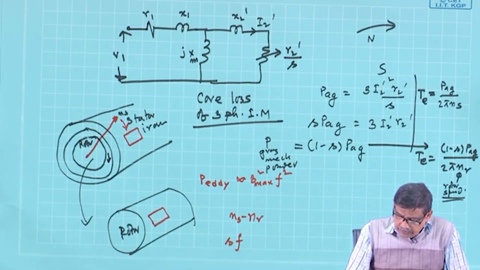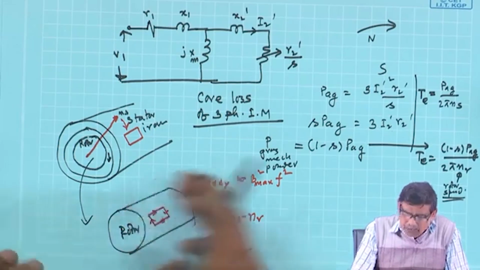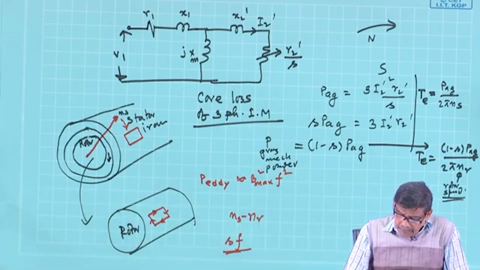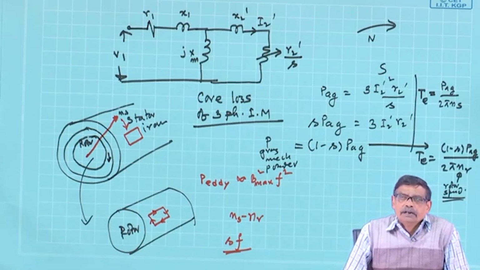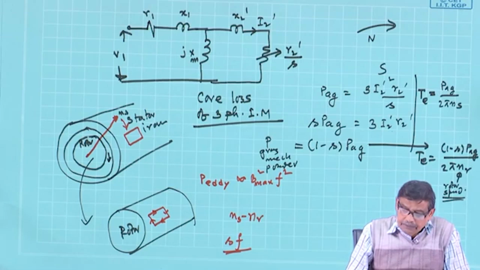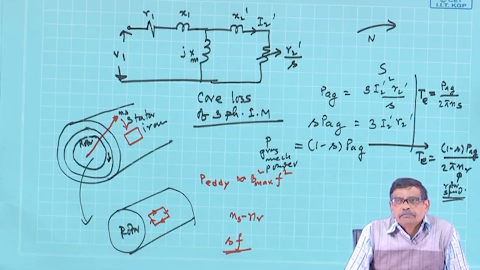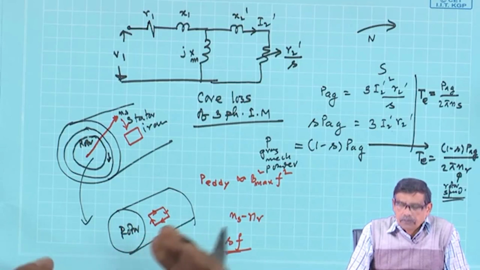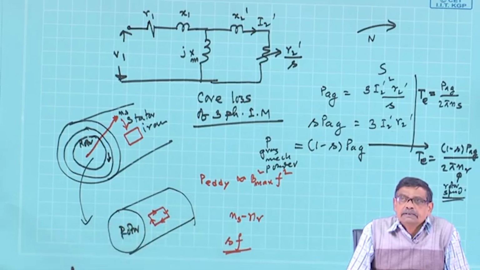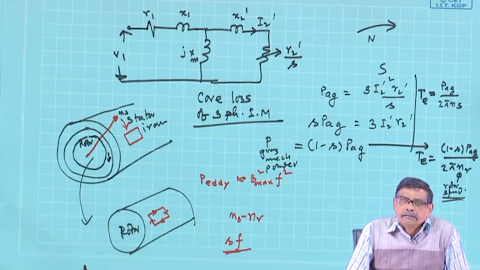Why not ns? So, SF is the frequency of the eddy currents here in any loop, closed loop, but slip is very small. We have seen slip will be 0.05 like that. If your supply frequency is 50 hertz, and full load slip is 5%, 0.05, your rotor current frequency and also rotor eddy current frequency will be of the order of 2.5 hertz, very less.